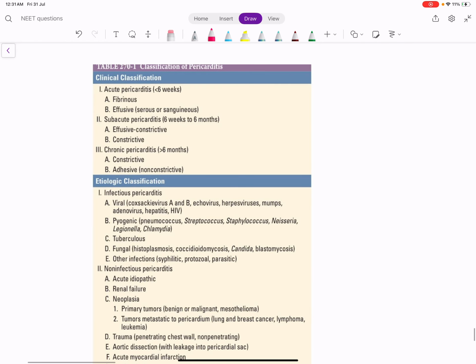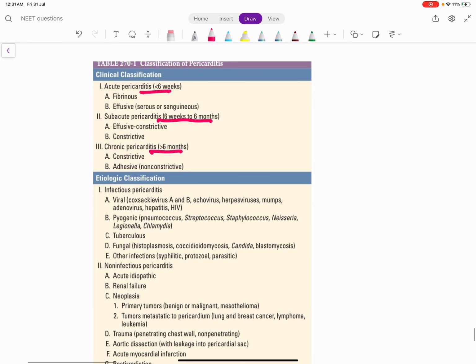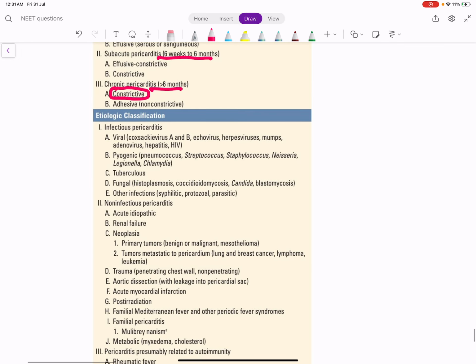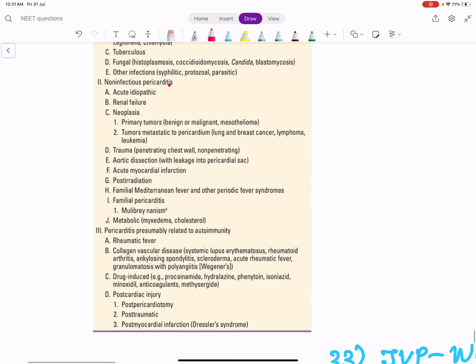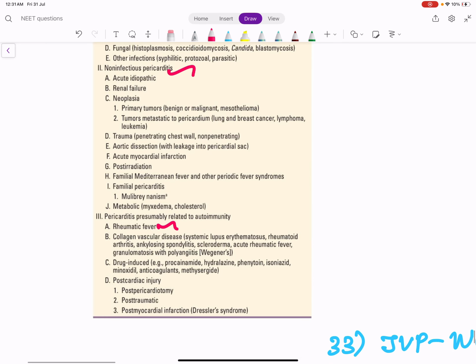So based on the duration, pericarditis can be acute pericarditis less than 6 weeks, subacute pericarditis 6 weeks to 6 months, and chronic pericarditis. One type of chronic pericarditis is constrictive pericarditis. So again, etiology, so many reasons. It could be infections like viruses, it could be idiopathic. Rheumatic fever can cause pericarditis. Rheumatic fever can cause all the three.